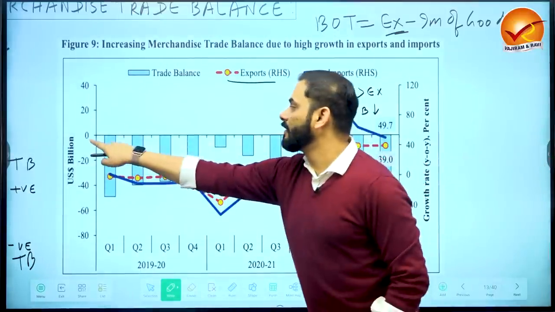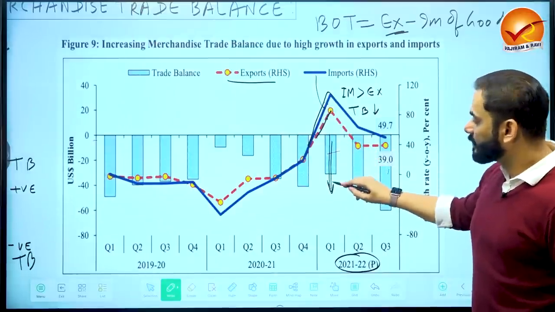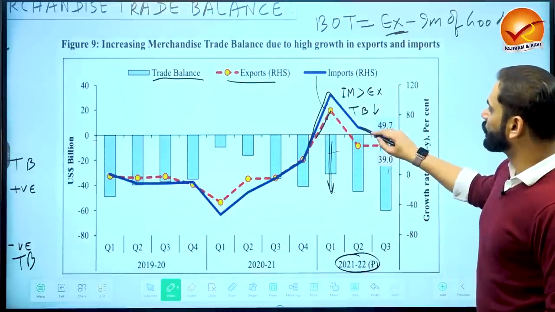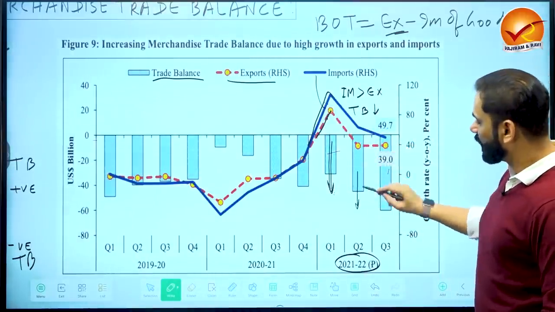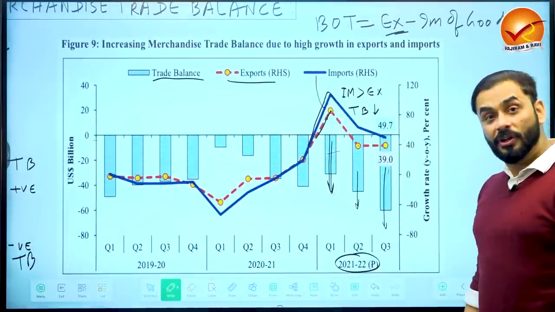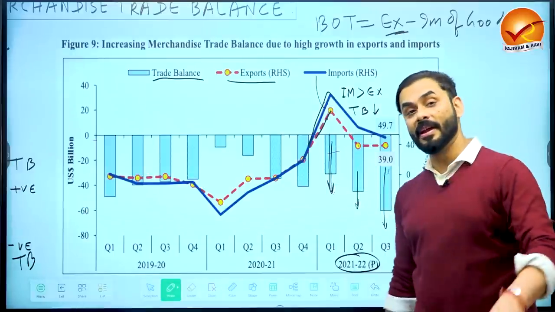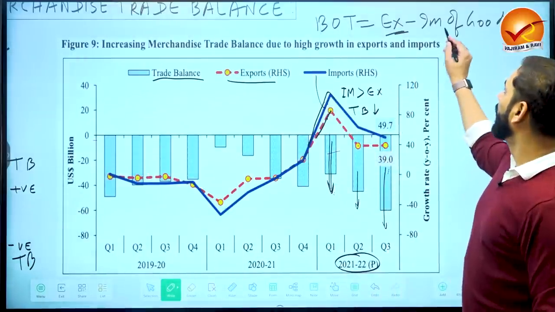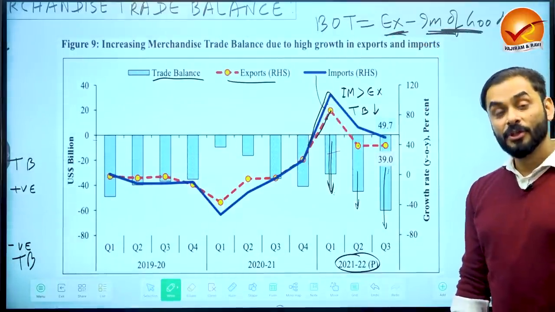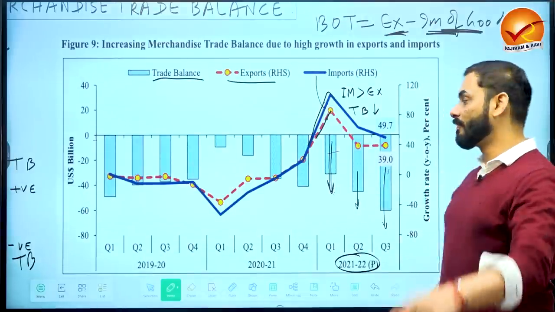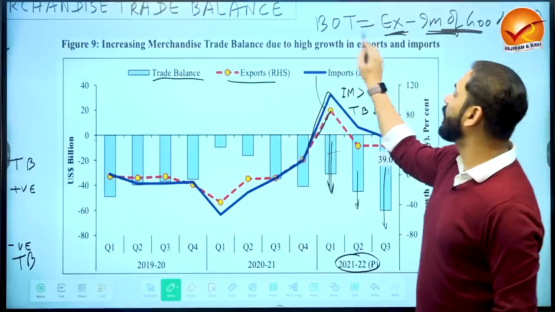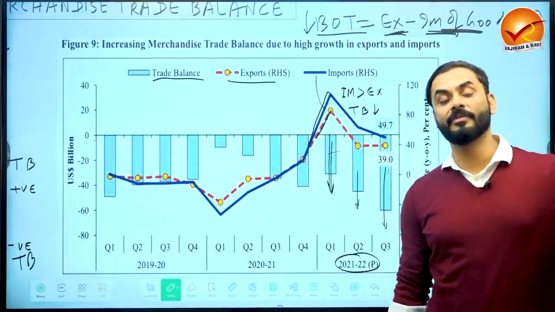This is the zero line. So your trade balance is negative. This is your trade balance. It's negative. Similarly, here also your import is high, export is less, so trade balance is negative. So trade balance is becoming more and more negative with time, which means with time, India is importing more and more and India is exporting less. So compared to export, our imports are very, very high, because of which our balance of trade is negative. It's not in our favor.